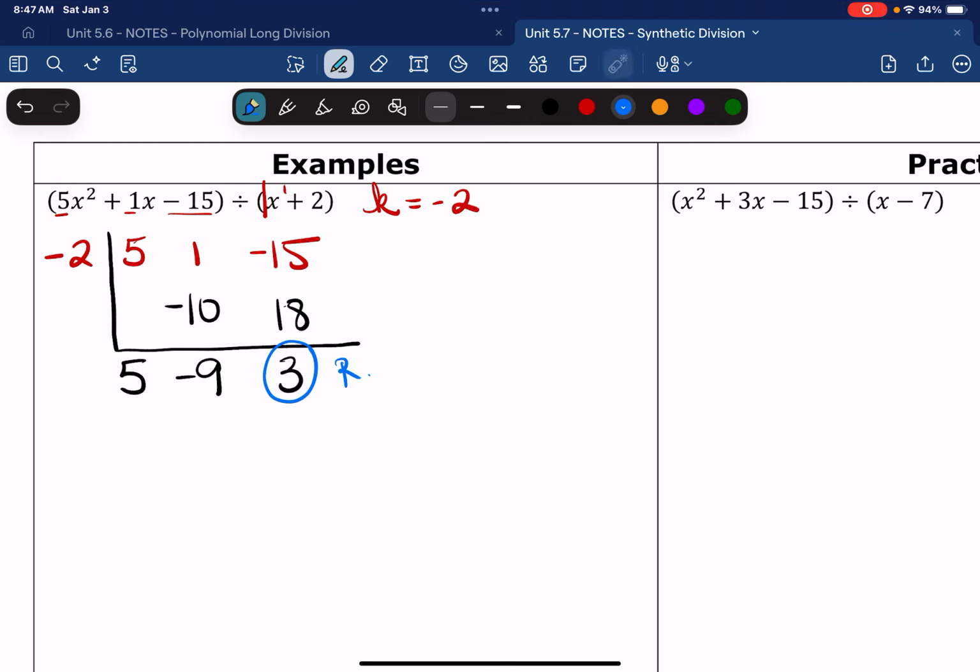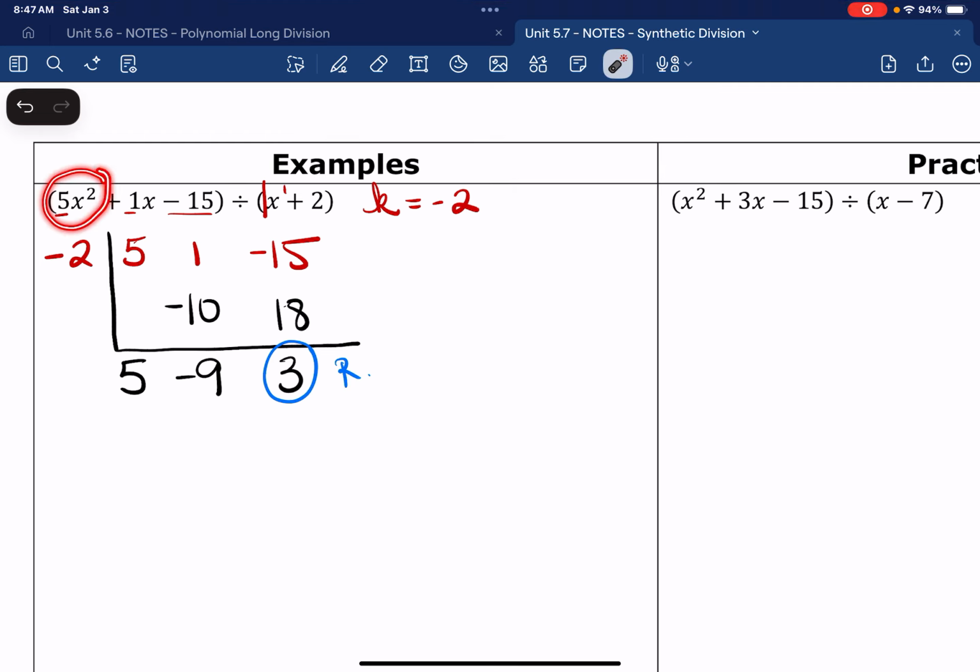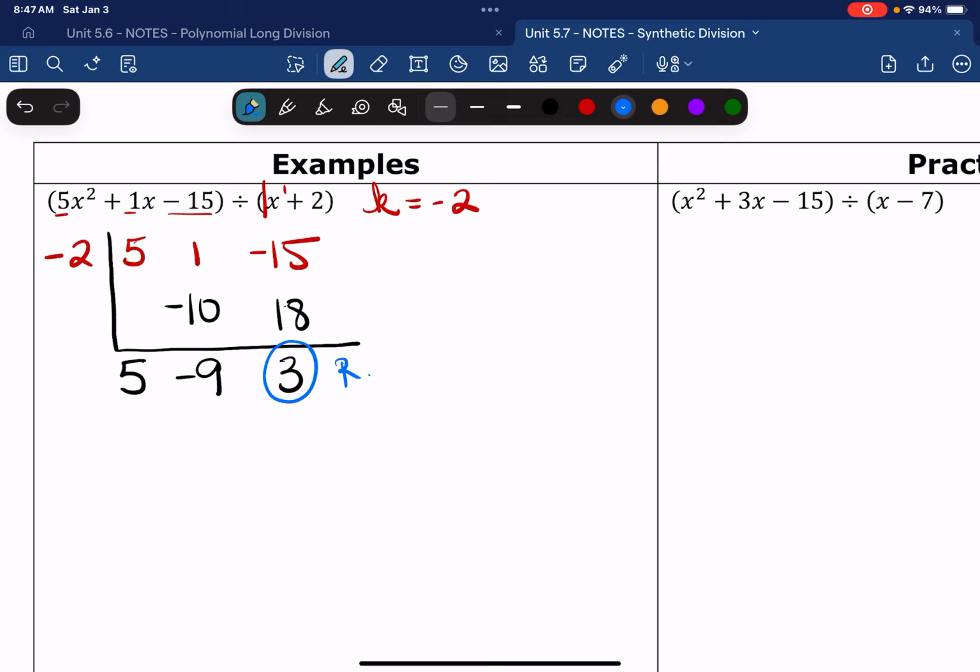So our original problem started out as a quadratic, x squared. So our solution, our quotient, is going to be x. So this is 5x minus 9. And then we have our remainder, plus 3 over x plus 2. Remember, it's always our remainder over our divisor. And that is our solution.